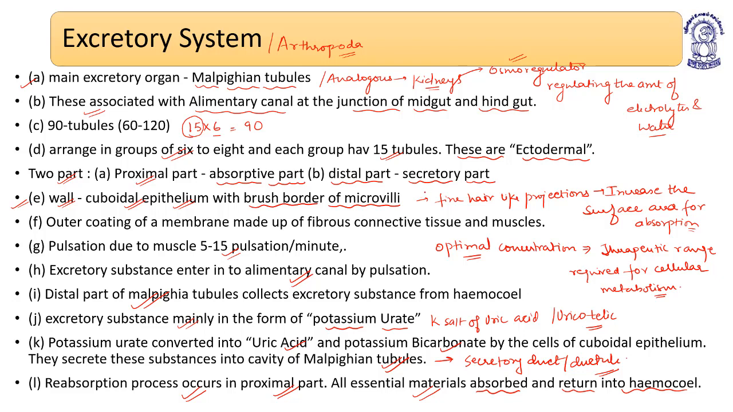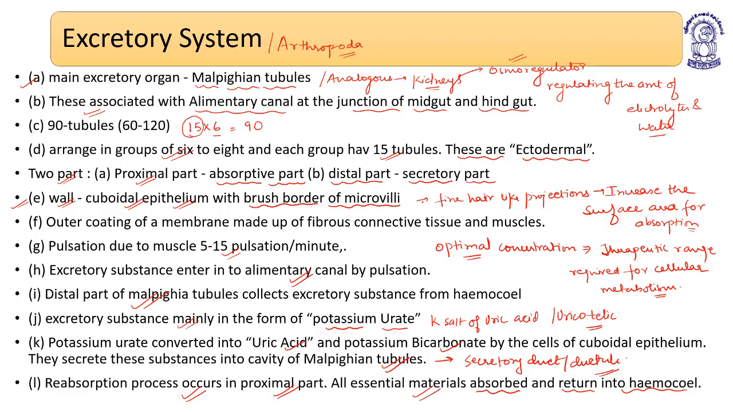The outer coating of the membrane is made up of fibrous connective tissue and muscles. These muscles produce rhythmic contraction and relaxation, which is known as pulsation. The pulsation limit is 5 to 15 pulsations per minute. Because of these pulsations, the excretory waste moves into the alimentary canal. The distal part of the Malpighian tubules collects all the excretory substances from the hemocoel. The proximal part is absorbing and the distal part is eliminating.